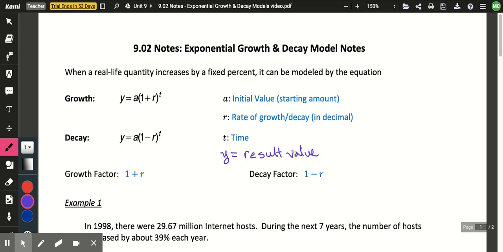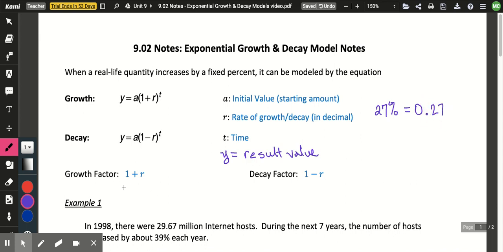You'll also see some other terminology within the work today. The growth factor. If they ask you for the growth factor, that's 1 plus r, and the decay factor is 1 minus r. Okay, real quick reminder about r. R is the rate of growth or decay, and it is in decimal. It has to be in decimal within these formulas. Usually within the problems, though, they give it to you as a percentage. So if we had something like 27%, when I change that to decimal, that would be 0.27.